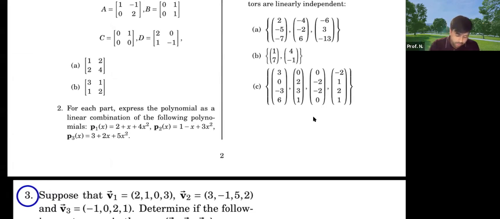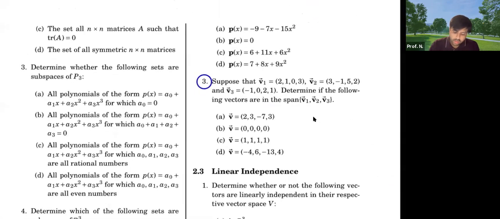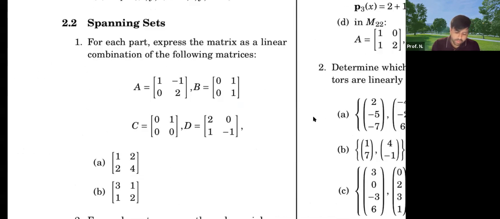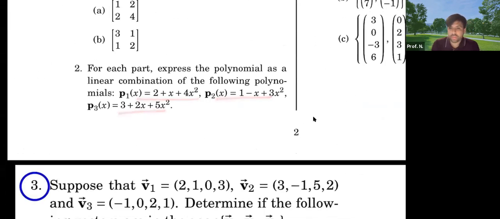So here we have 3 polynomials that are given to us. And the question I'm doing is just like the one we just did with number 3. It's the same idea, but I just want you to start to see. So the question is, let's do part A: is this polynomial in the span of these 3 polynomials? That's what the question is asking.